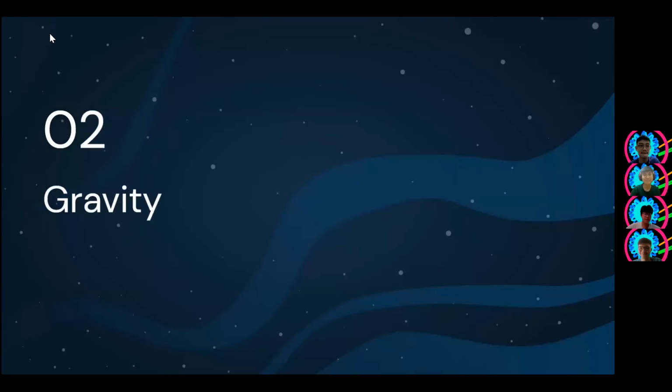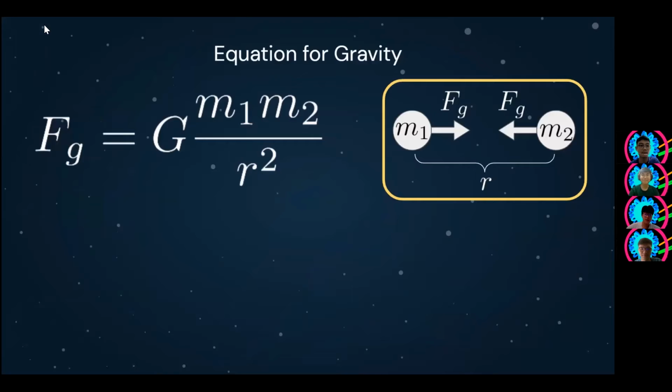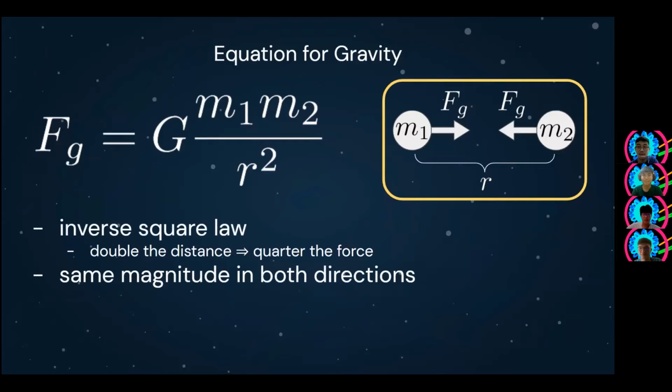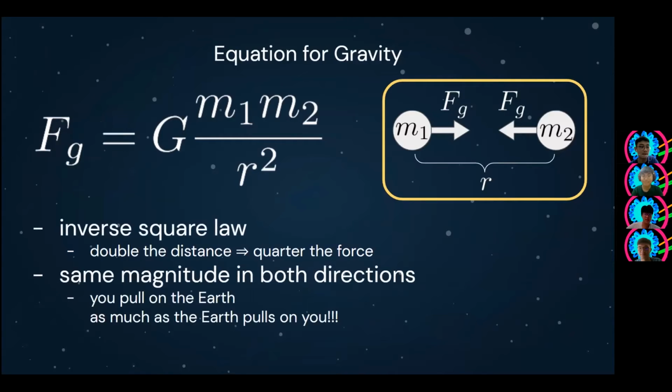Okay, first let's talk about gravity. This is Newton's law of universal gravity. It states that for two objects with mass, there is a force between them. The equation looks like this, and it follows the inverse square law. Also, note that this force is the same magnitude in both directions. This means that you pull on the Earth just as much as the Earth pulls on you.